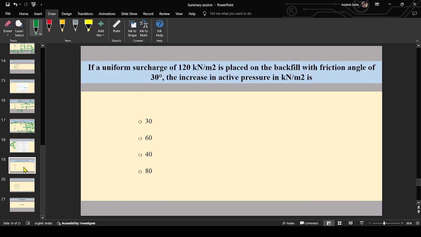If a uniform surcharge of 120 kilonewton per meter square is placed on the backfill with friction angle of 30 degree, the increase in active pressure in kilonewton per meter square is? Now, for the case of active pressure, we first want to determine the coefficient of active earth pressure Ka. It is the ratio of 1 minus sine phi divided by 1 plus sine phi. Here phi is 30 degree.